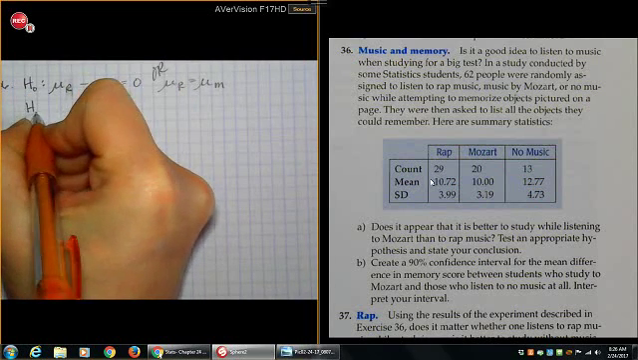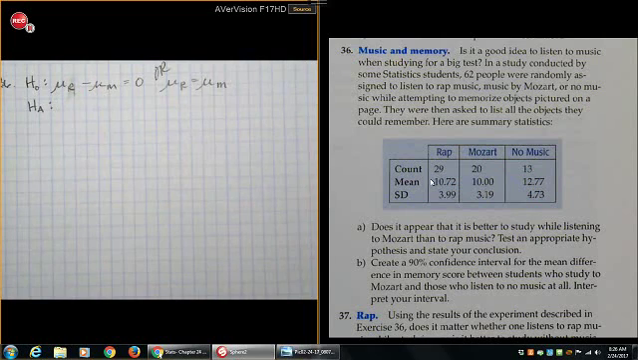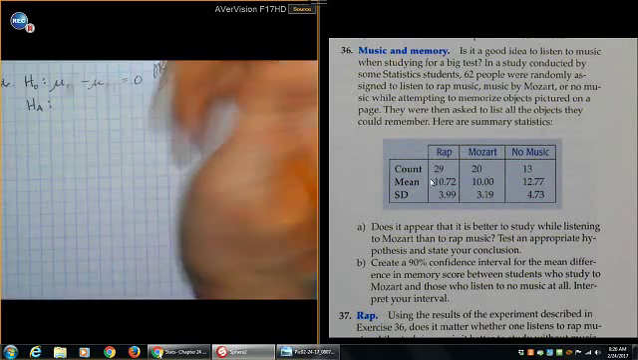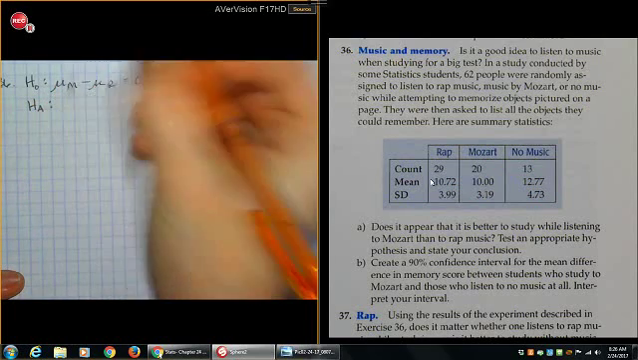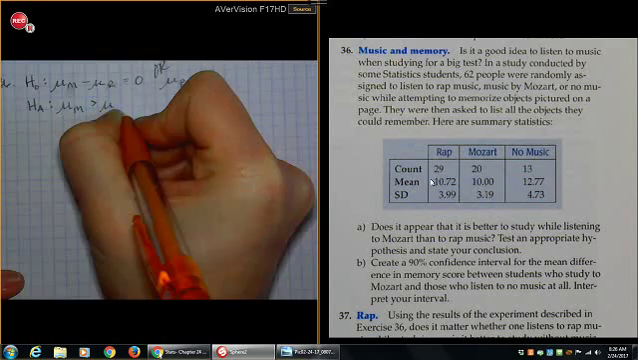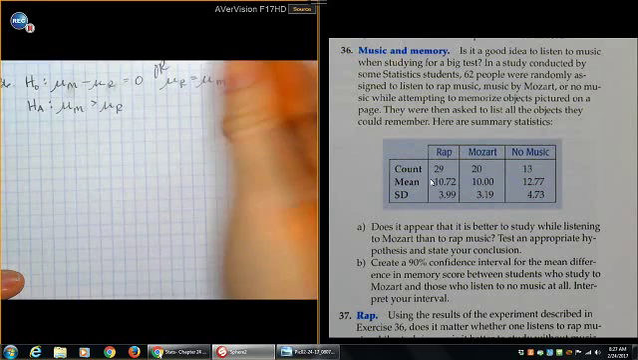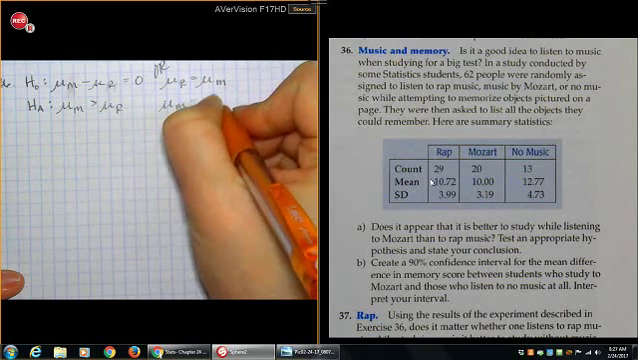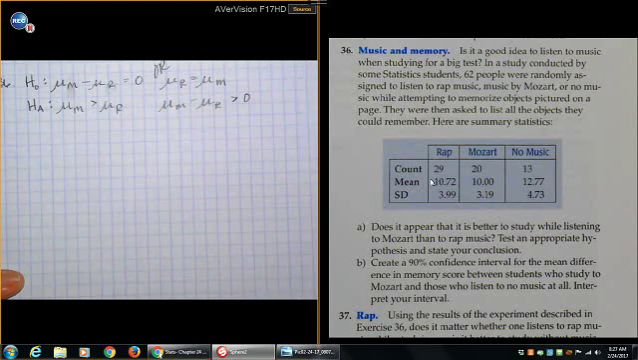The alternative hypothesis depends on how it's being asked. So, does it appear that it is better to study while listening to Mozart than to rap music? That appears to be a one-sided test, and now that they put it that way, I'm going to swap those because of the way that they asked. So the alternative is that the mean for Mozart is greater than the mean for rap, or, and I should have put those one under the other, but just because I'm screwing with you guys, the mean for Mozart minus the mean for the rap group would be greater than 0.